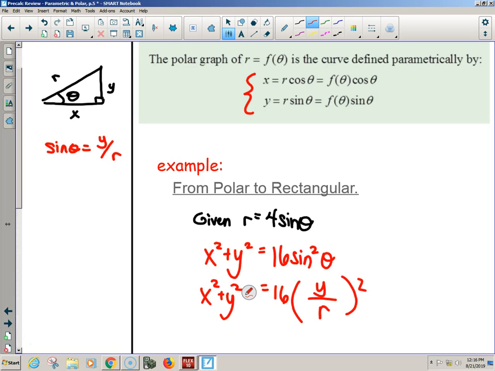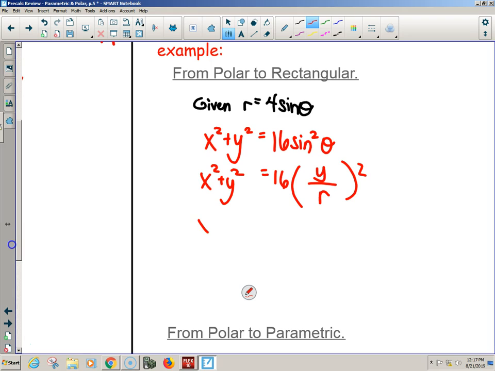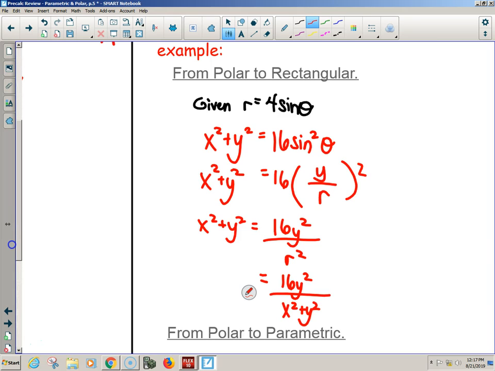We saw this formula, we said, cool, x squared plus y squared is r squared. Now we have to deal with that. Who's sine? Okay, there it is. But okay, theta went away, but who's back? R. But don't we know what to do with r squared? X squared plus y squared is equal to 16y squared all over r squared. What can we do with r squared? Yeah, back to that formula again. So 16y squared all over x squared plus y squared is equal to x squared plus y squared.